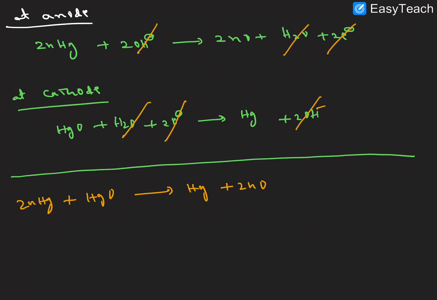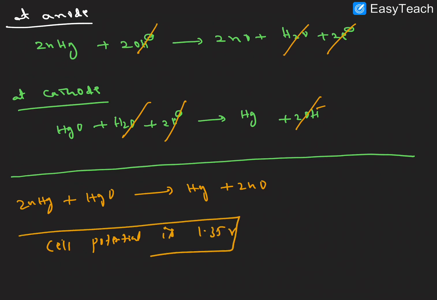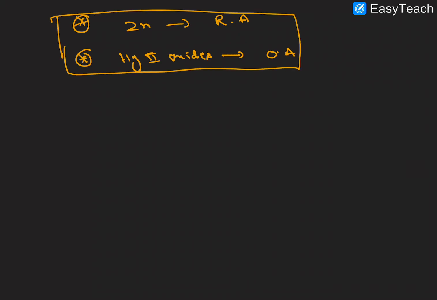Right. So what is the cell potential here? The cell potential value is 1.35 volts. I hope it is clear. The simple key point here: zinc is the reducing agent. The second point here: zinc oxide, this is zinc plus 2 oxide, is the oxidizing agent, right.